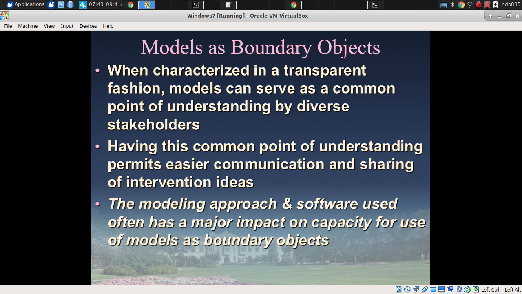Models can serve as these boundary objects, these objects that multiple parties contribute to. And what is key here, what needs to be clear, is that the model needs to be understandable by members of this team. If this is a bunch of Java code, that's not going to be very helpful for eliciting feedback. They're not going to be able to look at it and say, oh, wait, you're missing something here.